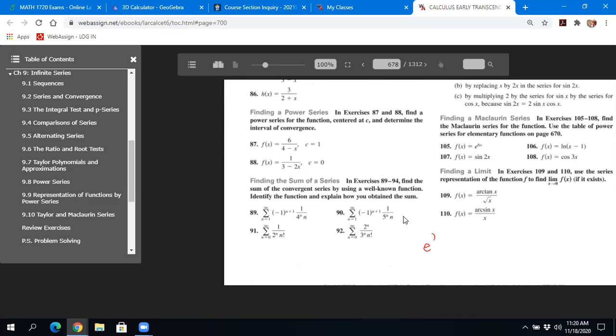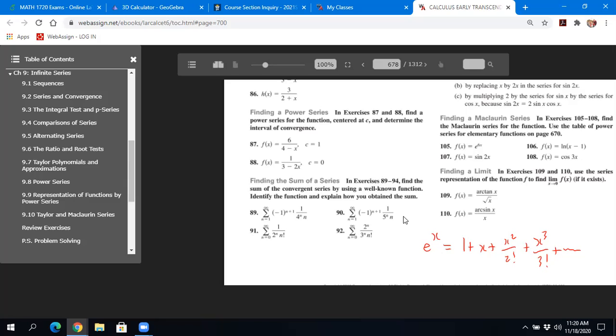You know that e to the x is 1 plus x plus x squared over 2 factorial plus x to the third over 3 factorial plus etc. And the radius of convergence for that was infinity. This thing converges for all x. So that's the Maclaurin series for e to the x.